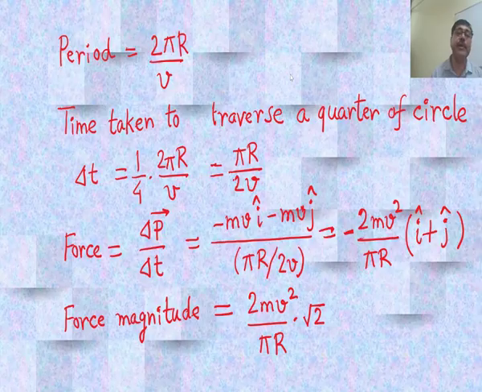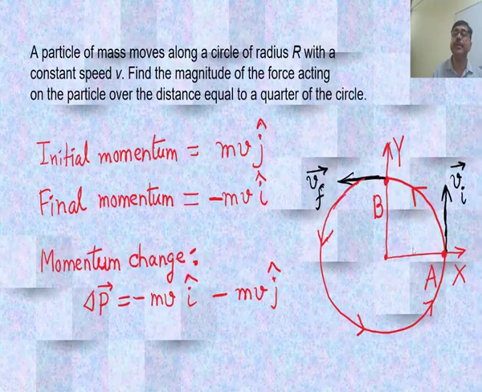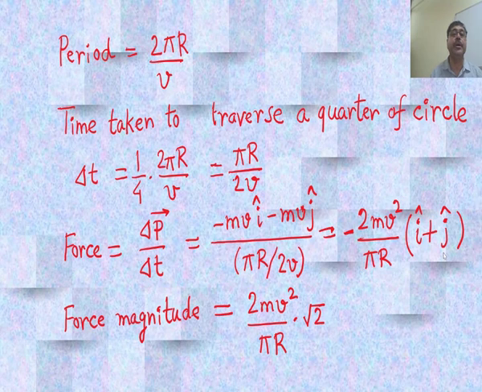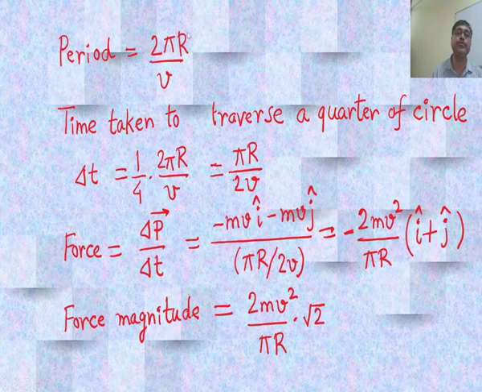So what is the period? Period means the time taken for the particle to go from point A and back to point A via the circle for one rotation. So the period will be nothing but the entire path traveled, which is 2 pi R, divided by small v, because 2 pi R is the path traveled and v is the speed, and then we can easily calculate the total period.